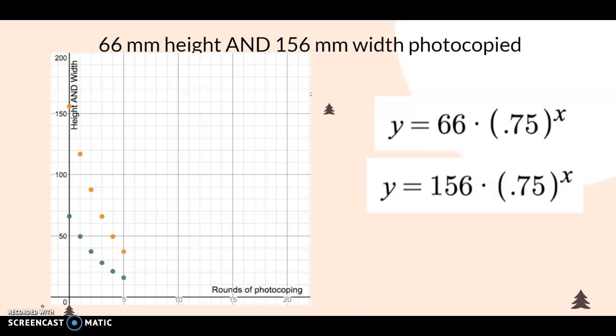Now, for our width, it would be exactly the same, except our width was 156 millimeters wide, and it would still be times 0.75 because we're still shrinking our amount by 75%. So as you can see, the orange dot here is going to be the width, the green dot is going to be the height.